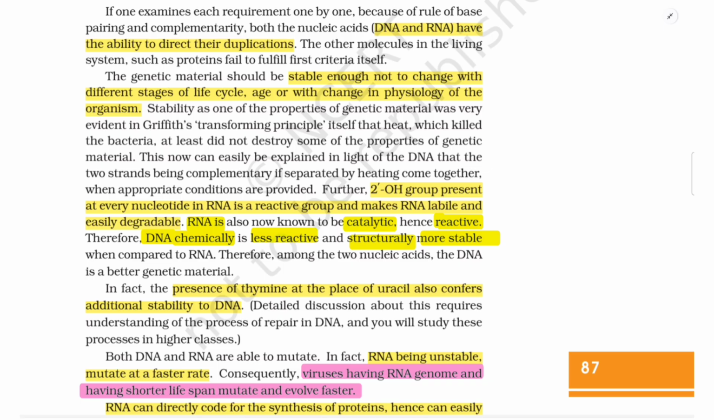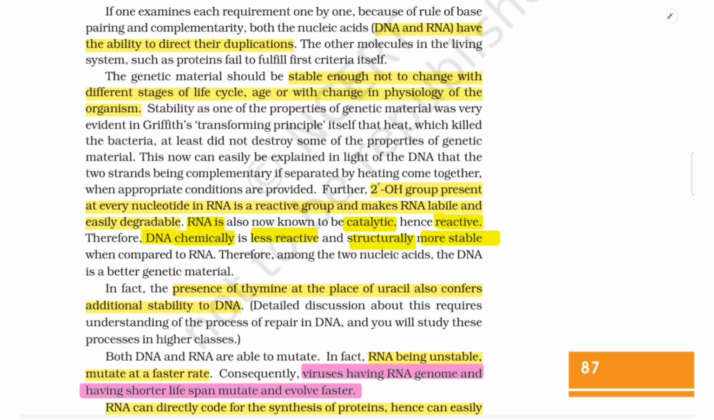Stability as one of the properties of genetic material was very evident in Griffith's transforming principle itself, in that heat which killed the bacteria at least did not destroy some of the properties of genetic material. This now can easily be explained in light of the DNA: the two strands being complementary, if separated by heating, come together when appropriate conditions are provided.